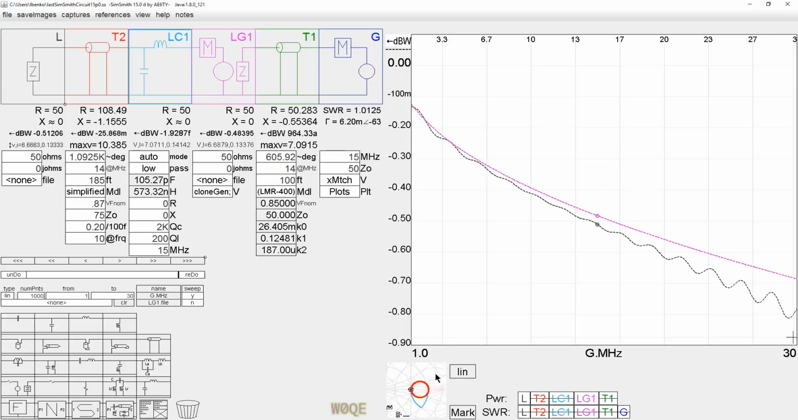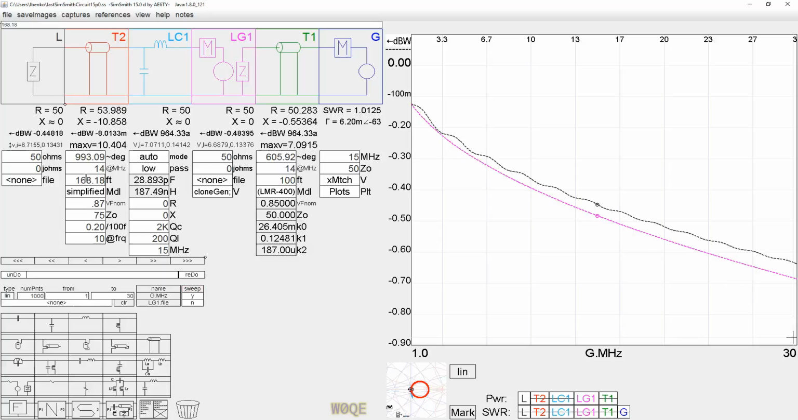Now, if we go look at the loss, we'll see that the pink curve, which is the purchased coax, is better now than the black, which is the free coax. So let's drop the length of the black, the free coax, back a little bit. Oop, didn't take very much at all. Something like in there is about right.